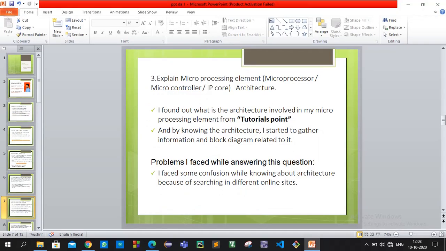The next question is to explain the microprocessing element architecture. Coming to my IC's architecture, I did not find much information about the architecture in the datasheet. So I found an online website, Tutorials Point, where I found the information related to the architecture, that is Harvard architecture. By knowing the architecture, I started to gather information and a block diagram related to it, and again I used the online tool Draw.io to draw the block diagram.